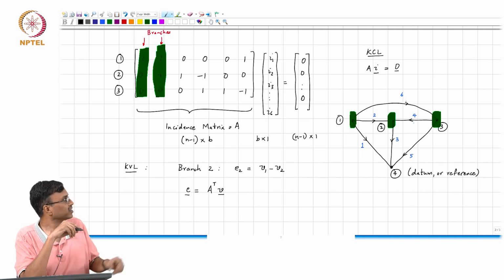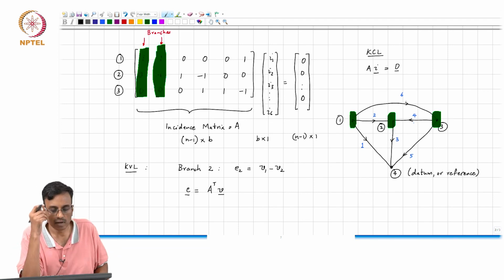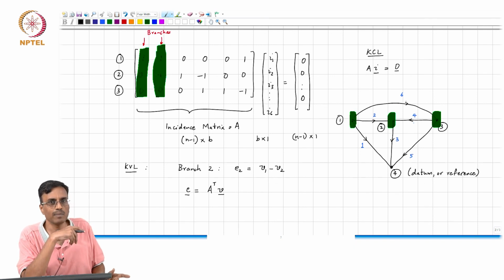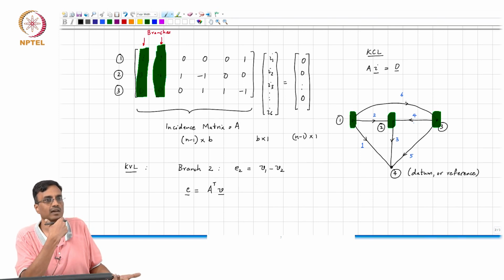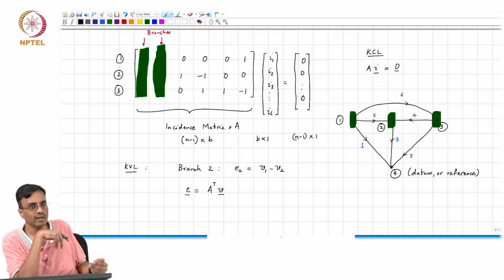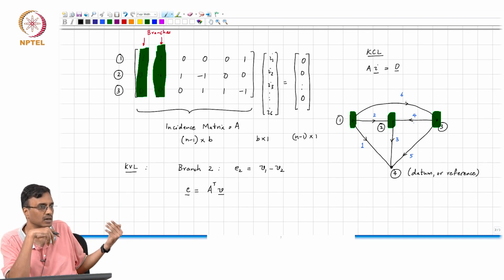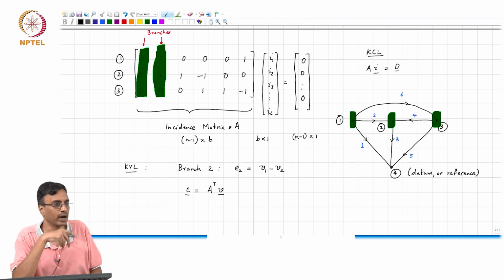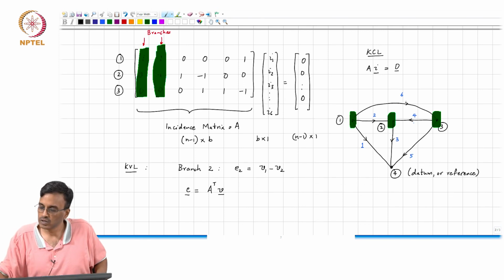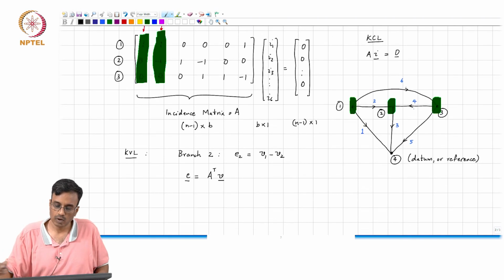Okay. You can see that in each column there are either 1 or 2 entries. If there is only one entry, it basically means that that particular branch ends at the reference node, right. If there are 2 non-zero entries, it means that that particular branch does not touch the reference node, and the plus and minus basically tell you where the branch starts and where the branch ends. Does it make sense, people? Okay. So this is KVL.